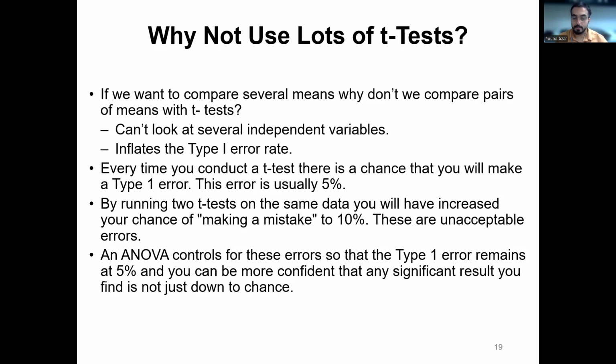In other words, if we have more than one independent variable, we can use multiple independent t-tests, but we are inflating the type 1 error rate or alpha error. So therefore, it's better to switch to ANOVA instead of running multiple independent t-tests and then correcting for type 1 error.